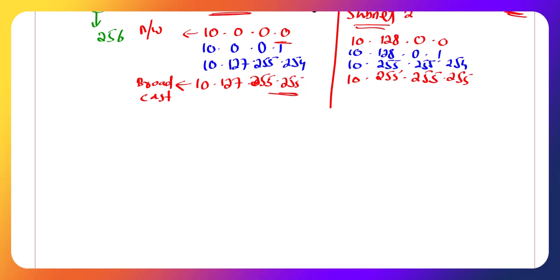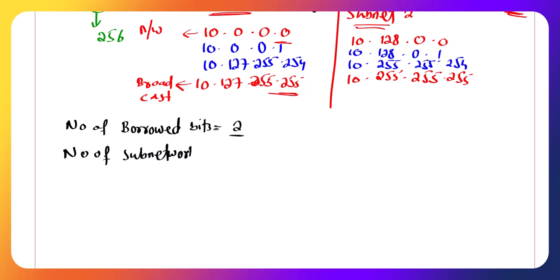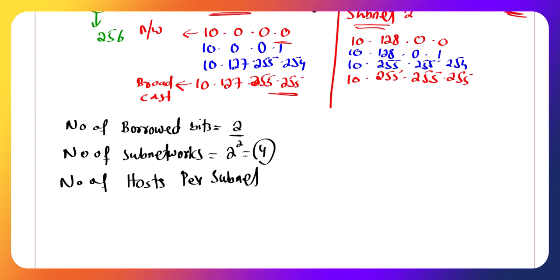Okay, let's come to another example. I will borrow 2 bits. So the number of borrow bits is equal to 2. Now what will be the number of subnetworks? It's very simple. 2 power 2 is equal to 4. So 4 is the number of subnetworks. Number of hosts per subnetwork. How to find it? Very simple. 2 power h minus 2. What is the h value?